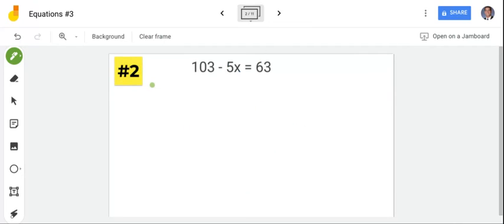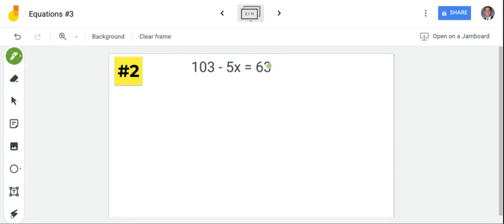Frame number 2, equation 2: 103 minus 5x equals 63. Step 1, do you see parentheses? No, you don't. So I move on to step 2, combine like terms. On the left side, you have 103 and negative 5x. Those are not like terms. And on the right side, you have 63. Those are also not like terms.